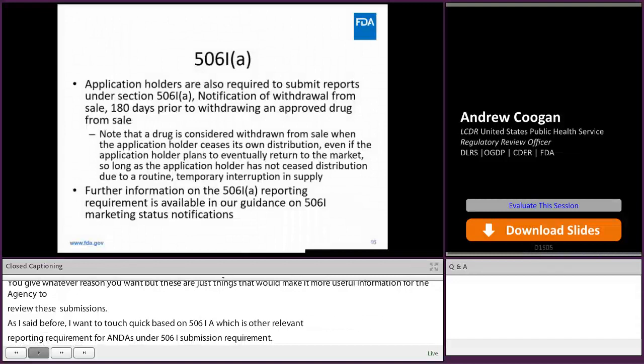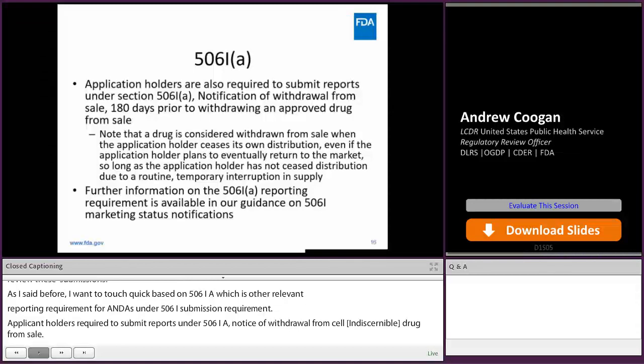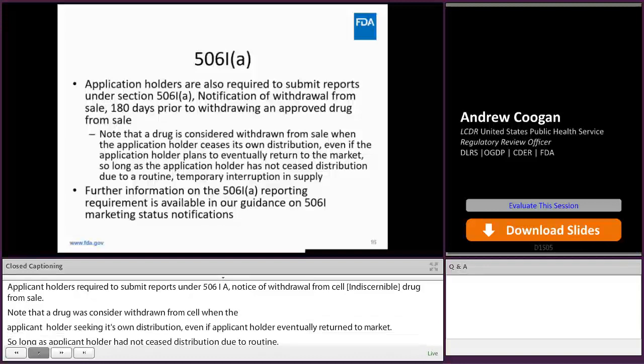Note that a drug is considered withdrawn from sale when the applicant holder ceases its own distribution, even if the applicant holder plans to eventually return to the market, so long as the applicant holder has not ceased distribution due to a routine, temporary interruption in supply. Further information on 506IA reporting requirements is available in our guidance.